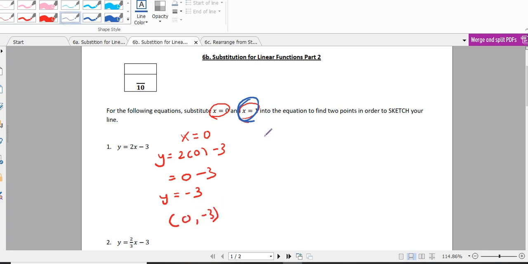My second point will be x equals 1. Oh, that's annoying. All this is supposed to be red. I know it makes no difference, but it helps some of you when you're drawing the graphs to see which point comes from which color. So I'm just going to backtrack and redo that really quickly.